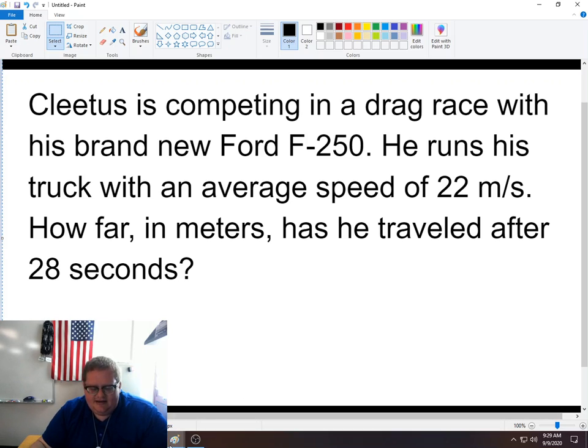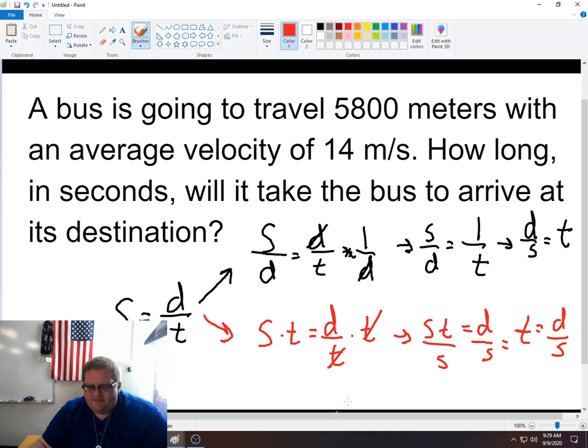Oh, I guess we should actually do the problem, though. We did the hard part, right? Now it's the easy part, right? To get time. So, sorry. Now, a bus is going to travel 5,800 meters with an average velocity of 14 meters per second. How long in seconds will it take the bus to arrive?